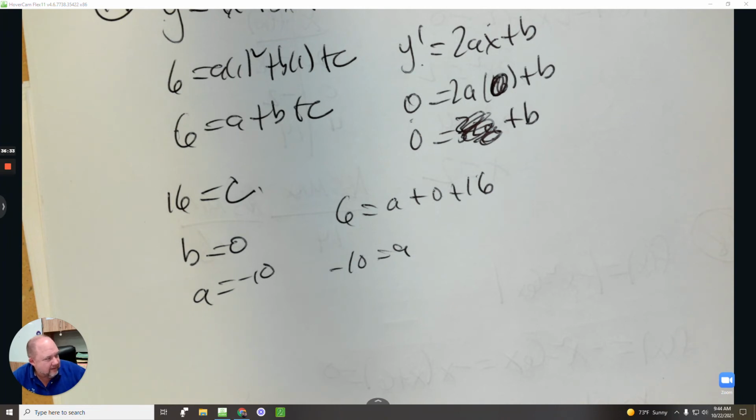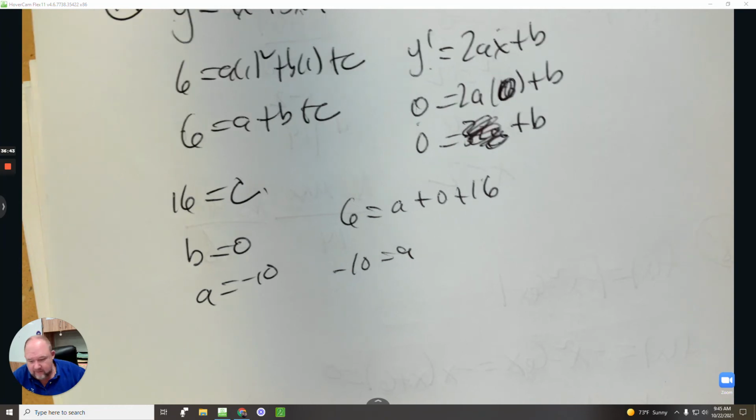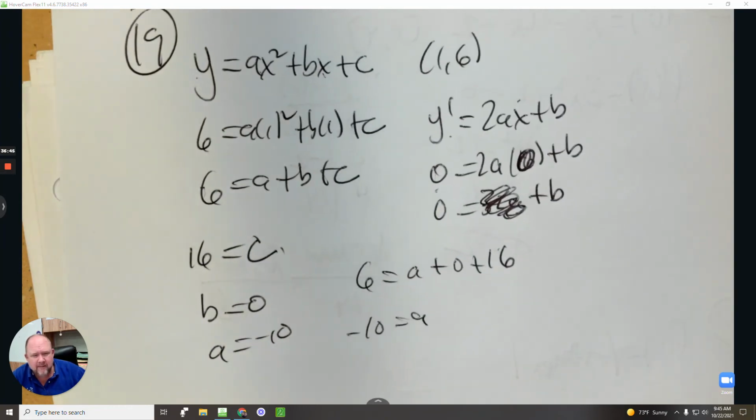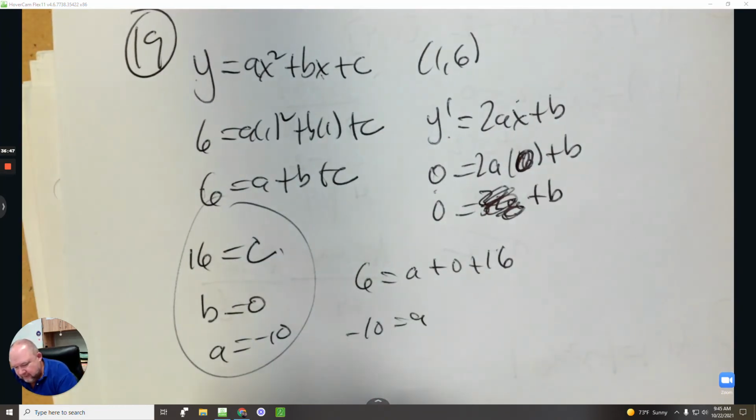So if you have a minimum at 0, 16, you take the derivative equal to 0 and plug in 0. So I get a different answer there. Anyways, if I'm wrong, I'm wrong. This is what I get. Number 20.